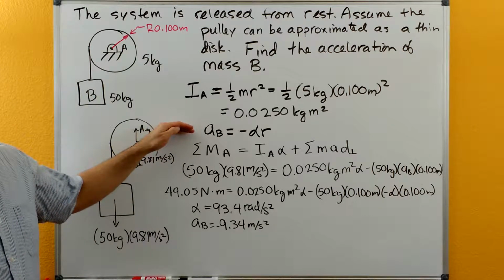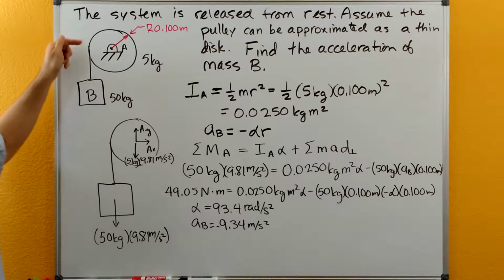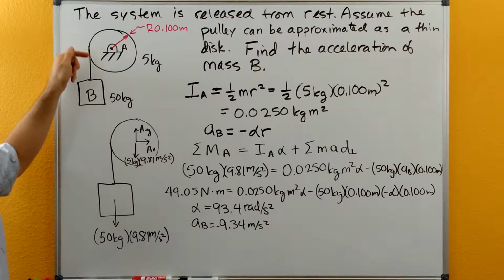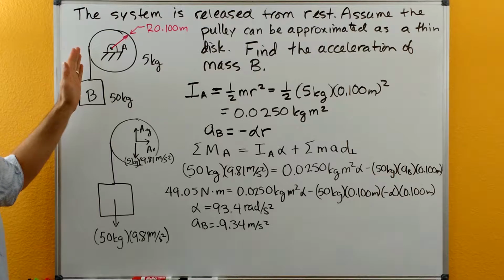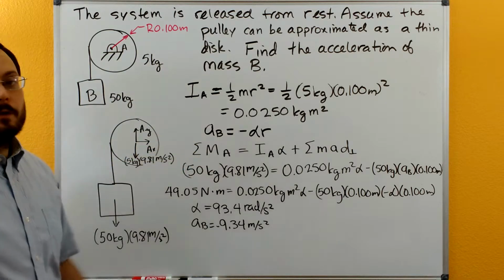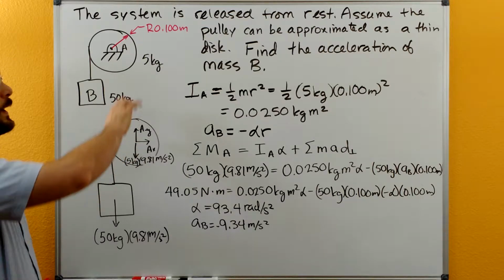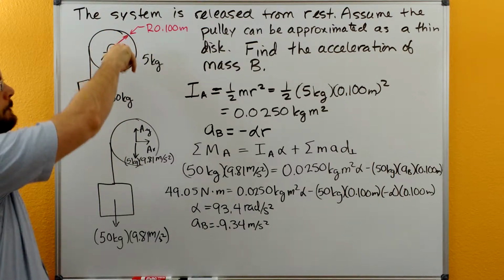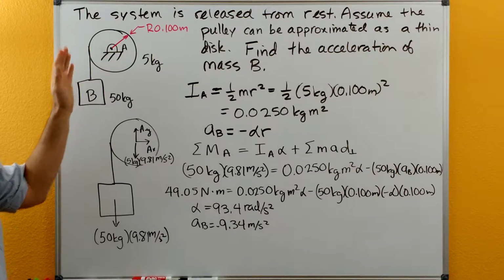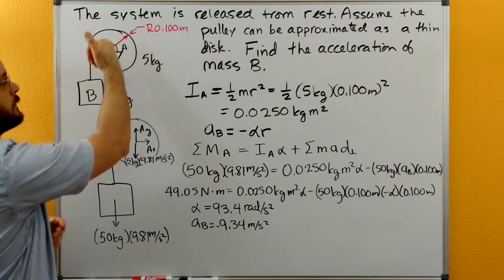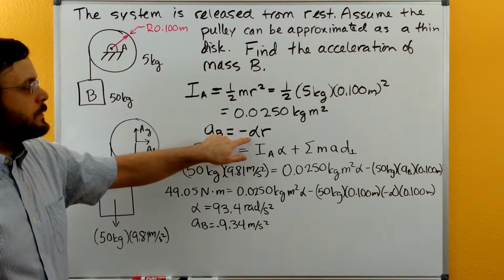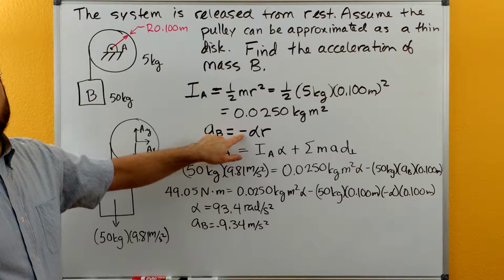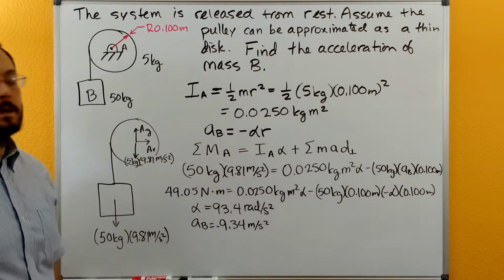We know that the rope has to match the tangential acceleration on this edge of the pulley. The tangential acceleration here is going to be alpha times r. So this tells us that the acceleration of the rope, and therefore the acceleration of the mass at B, has got to be equal to alpha times r. If alpha is negative, then the acceleration of B is positive. If alpha is positive, then the acceleration of B is negative. So even though these two quantities are related, we need to stick a negative sign in here because both of these are going to have opposite signs.